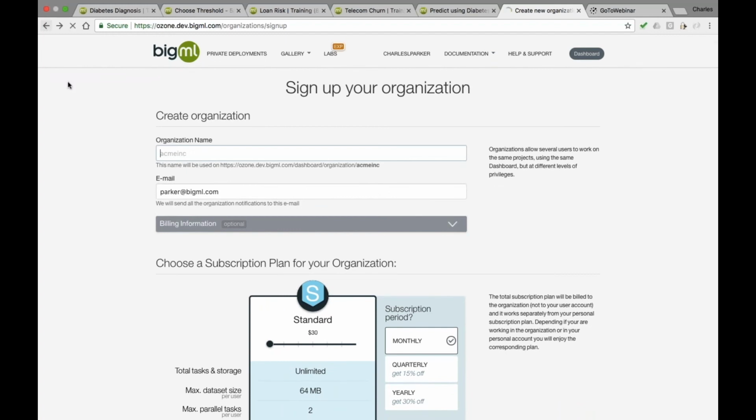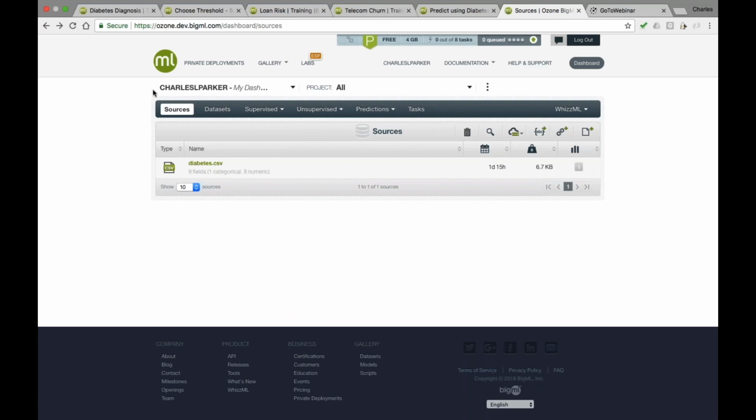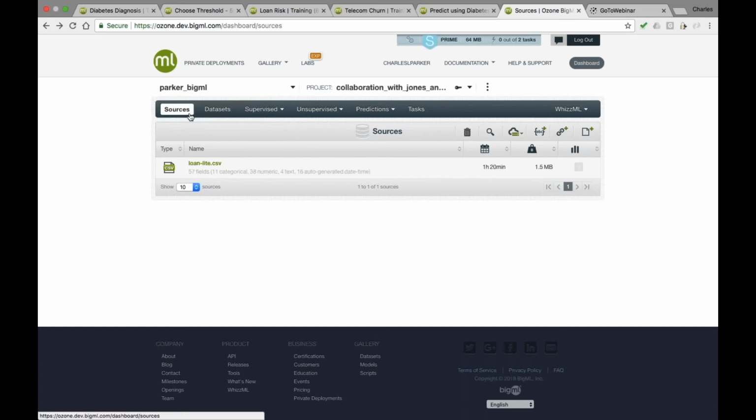And then once you have that organization, if I go back to my user here, once you have that organization set up, this is an organization that I've already created called Parker BigML.